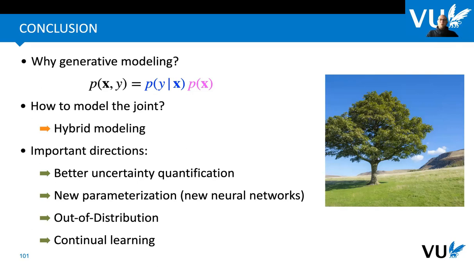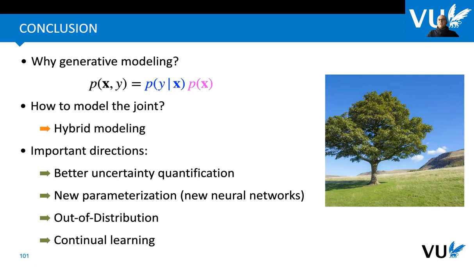We definitely need new parameterization, so new neural networks. This is not like I'm laughing at or disregarding deep learning. On the contrary, I think that we really need to understand what kind of neural networks we should use for parameterizing our probability distributions. It's actually very non-trivial, but we are getting better and better every day.